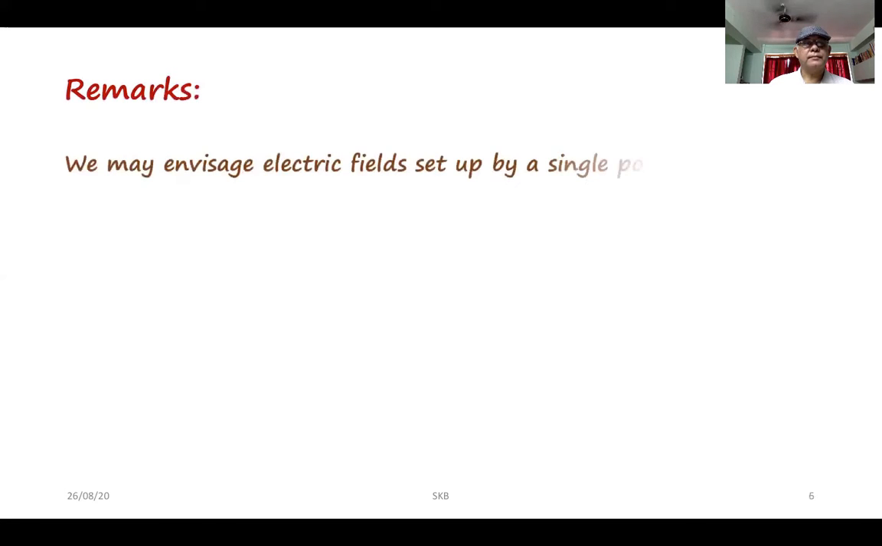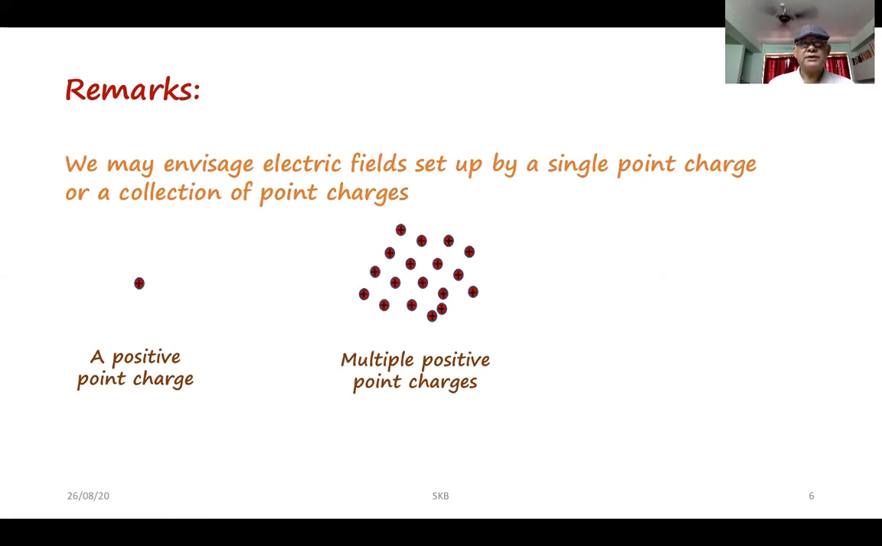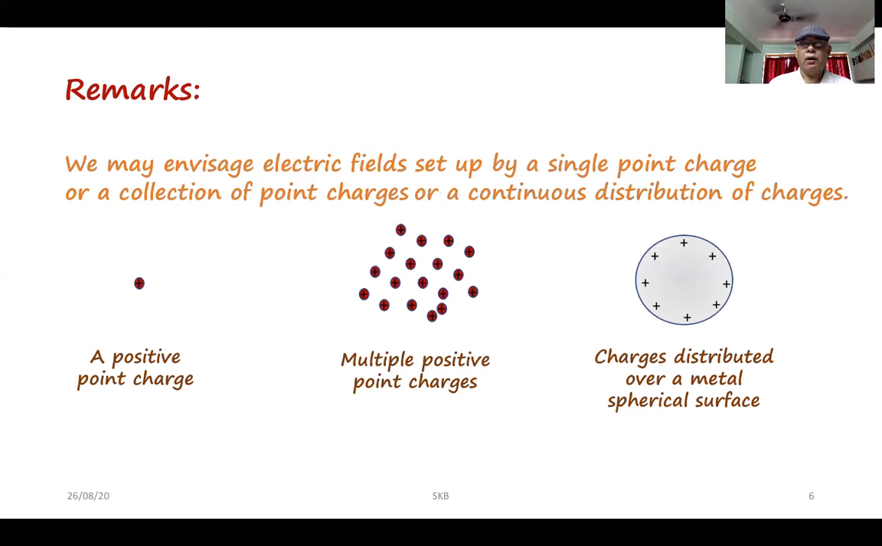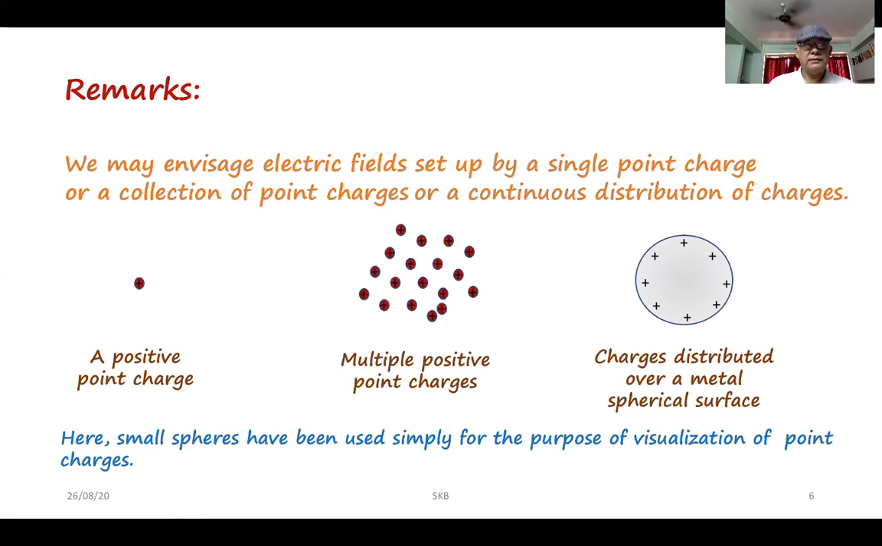Remarks. We may envisage electric fields set up by a single point charge or a collection of point charges or a continuous distribution of charges. Here, small spheres have been used simply for the purpose of visualization of point charges.